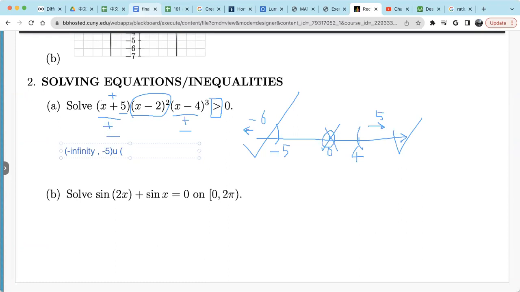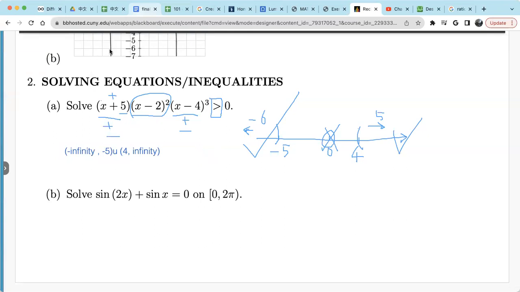Then union from 4 up to positive infinity, right? My keyboard doesn't have the infinity sign, so I use the word infinity. So the solution is a union of two sets, from -infinity up to -5, and from 4 up to positive infinity.